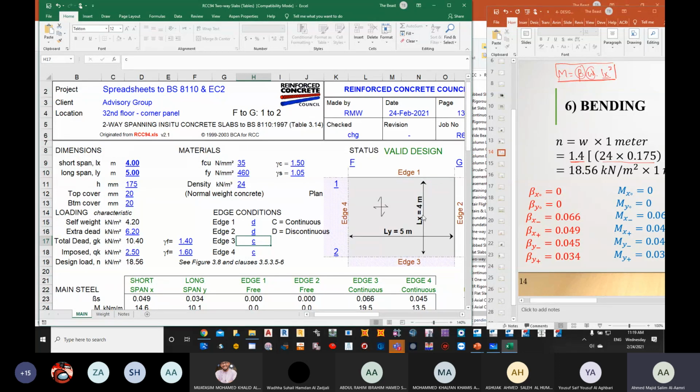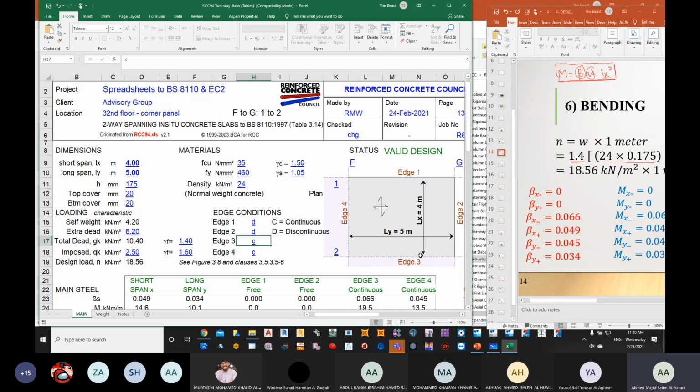If you see, edge number 1 and edge number 3 are connected to x. If we extend x, you can see edge number 1 and edge number 3. Now you can see edge number 1 is a discontinuous edge or discontinuous support. Since it's a discontinuous support, the bending moment is equal to 0. If the bending moment is 0, it means that the coefficient is 0. So that's why you can see here the coefficient for edge number 1 is 0.